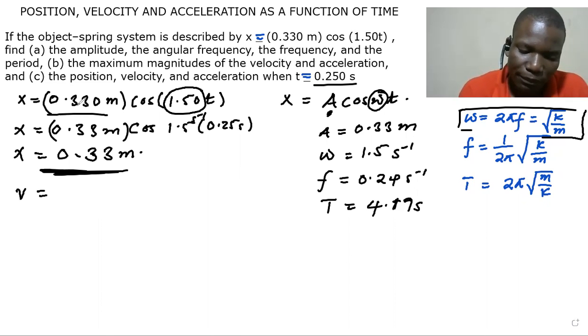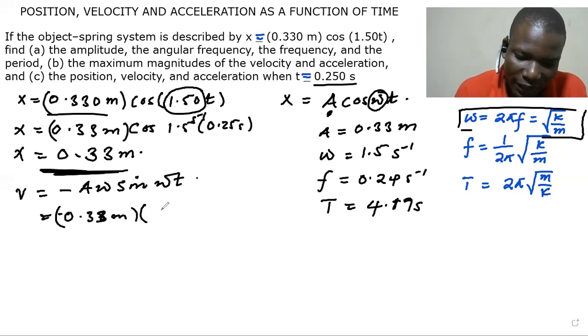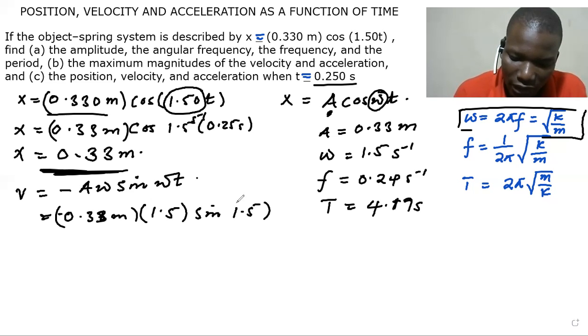Velocity, we differentiate. We know that we differentiate position, and once we differentiate, we get negative amplitude times angular frequency times sine. This is what we get when we differentiate. So we have negative amplitude 0.33 meters, and then we multiply by 1.5, and then sine of 1.5 times 0.25. What do we get?